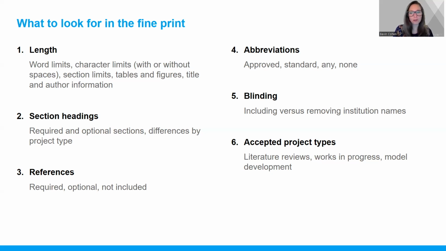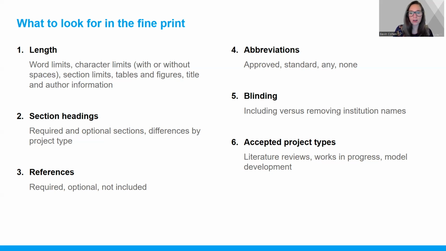Abbreviations. Some conferences will have a list of approved abbreviations, a list of abbreviations that are not allowed, or they'll say that any standard abbreviation is allowed. Some conferences would like for you to submit your abstract blinded. And what that means is that you've removed all of the information that could potentially identify you or your institution.